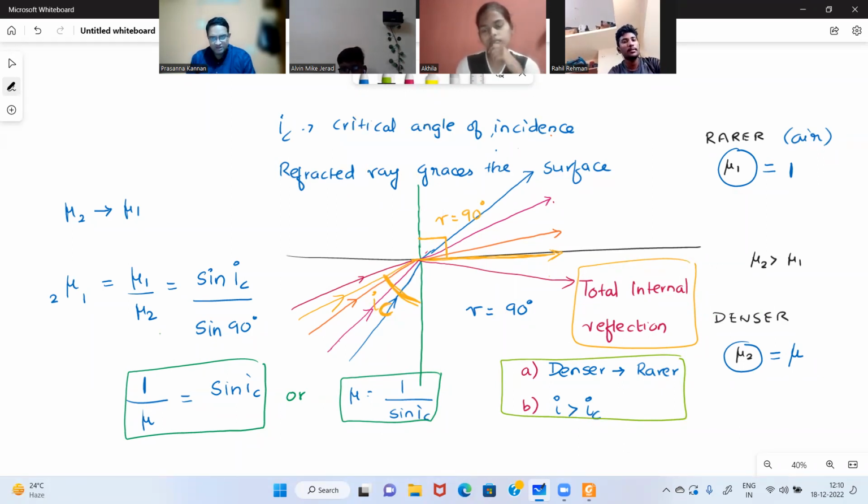Exactly. And what is the relationship between the refractive index of the denser medium and the critical angle? Mu and IC, what is the relationship? 1 by mu is equal to sin IC, or mu is equal to 1 by sin IC. Or you can write it as mu is equal to cosecant IC also, because 1 by sin is cosecant.